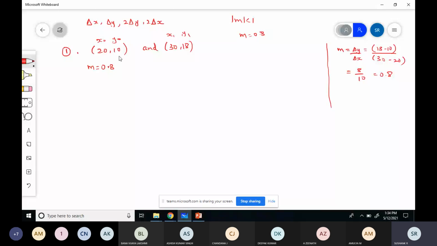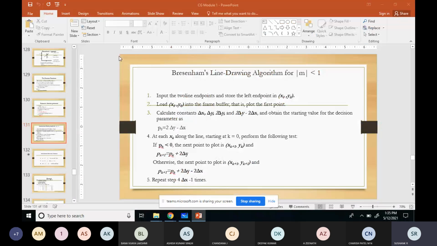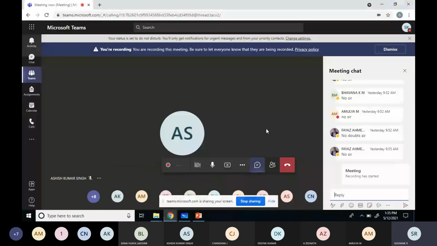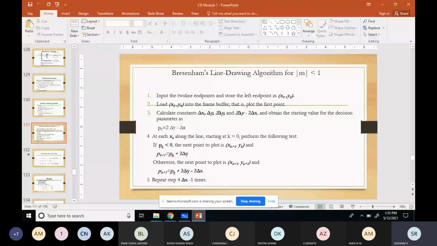Slope is 0.8. Any doubt in that calculation? Since the slope formula is delta y by delta x, delta y means the difference between the y points divided by the difference between the x points. So y1 minus y naught, 18 minus 10, x1 minus x naught, 30 minus 20. So 8 by 10 will be 0.8. Is it understood? Yes or no? Is my voice audible? Yes, sir. Okay. Slope is clear, right? So now slope is clear.